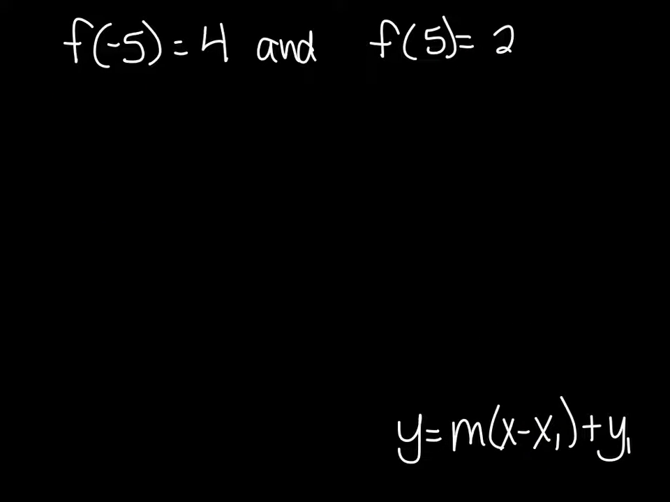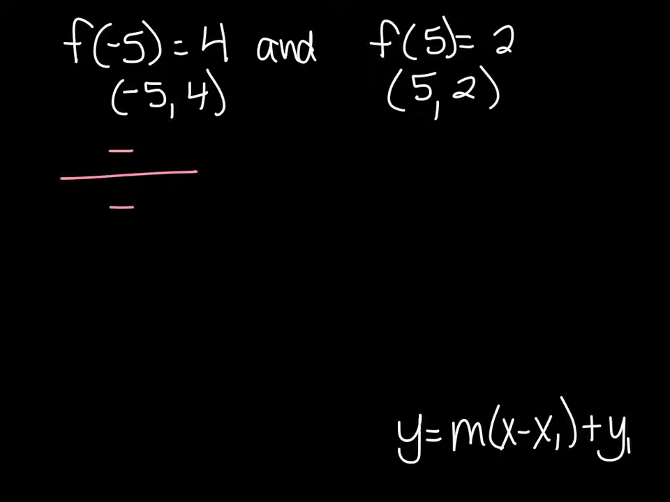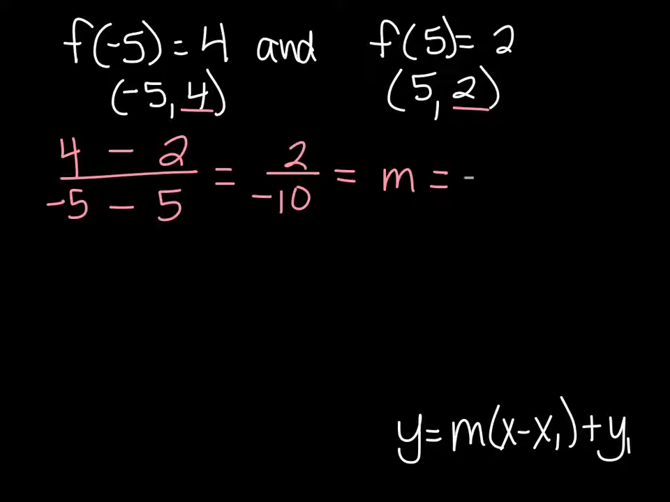Now, sometimes you're going to see function notation. So I wanted to do one like this because let me show you what this means. This means the point (-5, 4), and this means the point (5, 2). So I have a point, but I don't have a slope. So let's find the slope. I'm going to start by putting my negatives in, underline my y values. Y goes on the top, x's go on the bottom. So I have 2 on the top and -10 on the bottom. Therefore, my slope is -1/5.